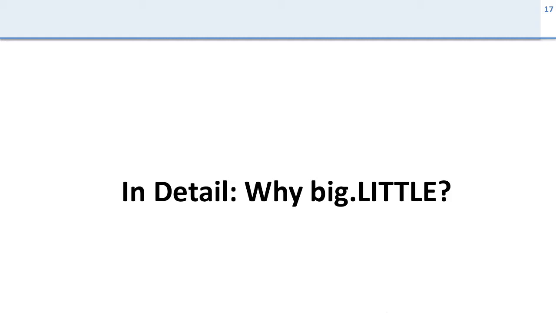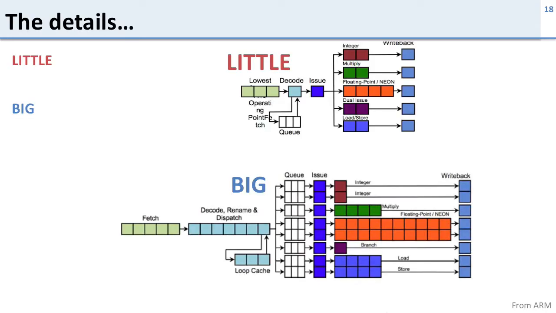All right, so now let's talk a little bit about big.LITTLE in detail and why ARM decided to do big.LITTLE. So here are the details of it. Here are ARM's pictures of it. Here's the picture of the little processor. You can see it's a lot smaller. It doesn't have so many things going on in it. Here's the big processor, and the big processor has an awful lot of stuff going on in it.